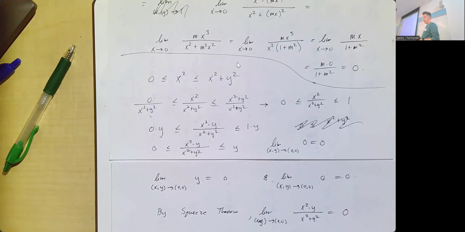The other thing I would say about this is you can imagine that the function x squared times y over x squared plus y squared is, that's actually interesting. It feels like I'm making things up over here.